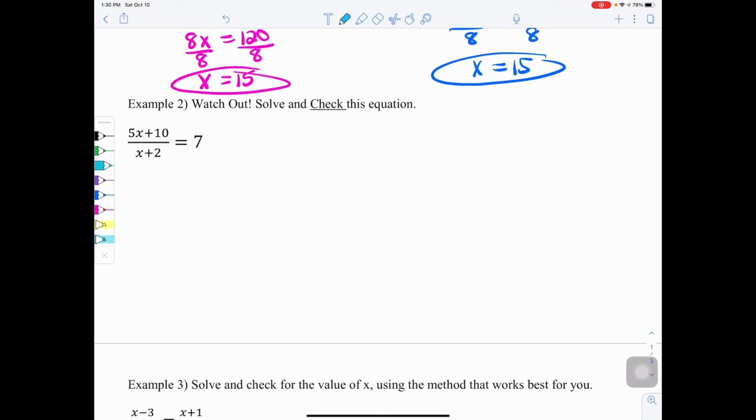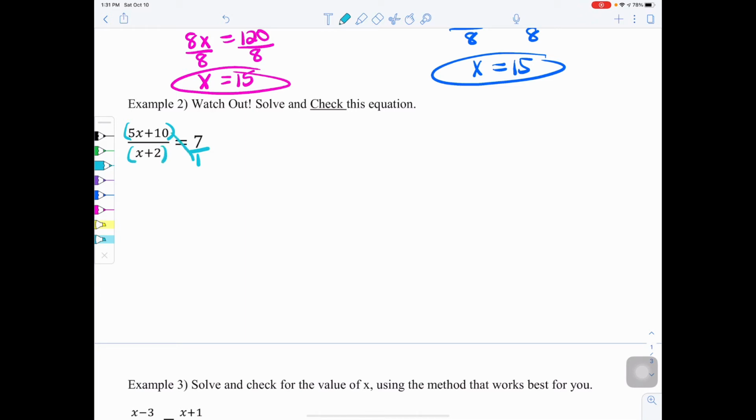So this, to me, if I had to pick a method, it makes more sense to pick the proportion method because I can very easily make 7 a fraction by putting it over 1. Plus, how am I going to have a least common denominator with a variable? I don't. So least common denominator is going to work better when you have numbers on the bottom. So if I cross multiply, one important thing to remember about this is that 5x plus 10 should be grouped together as a binomial, and x plus 2 should be grouped together as a binomial.